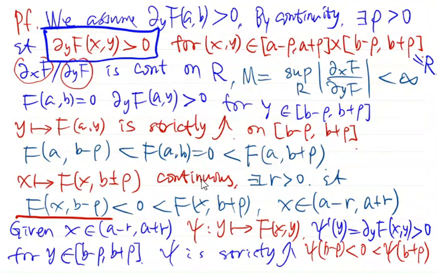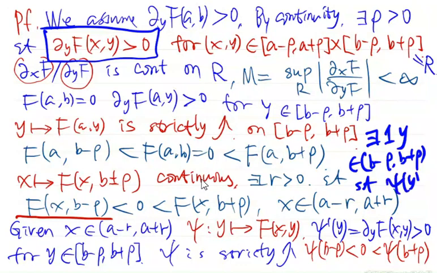But psi is differentiable, and of course it is continuous. So it must have a 0 point in the interval. So we conclude that there exists a unique y in the interval b minus rho, b plus rho, such that psi of y is 0. Psi is continuously differentiable on the closed interval b minus rho, b plus rho, and the value of psi at the endpoints of the interval has opposite sign, so it must have a 0 point in the interval. Okay, so we get this y.